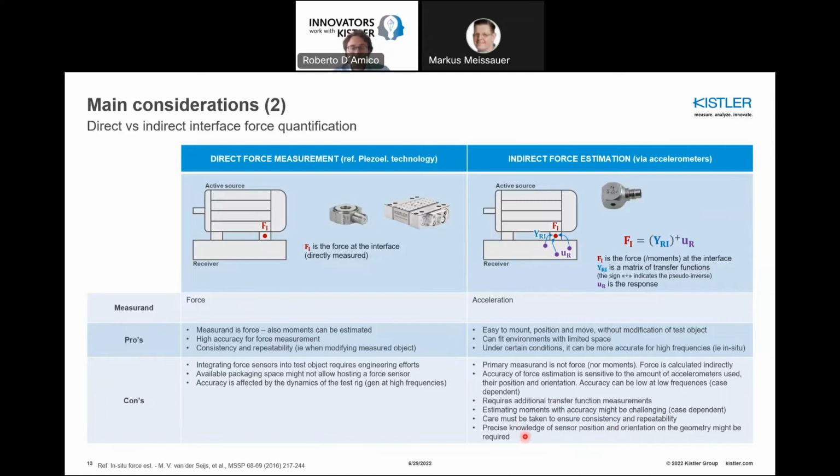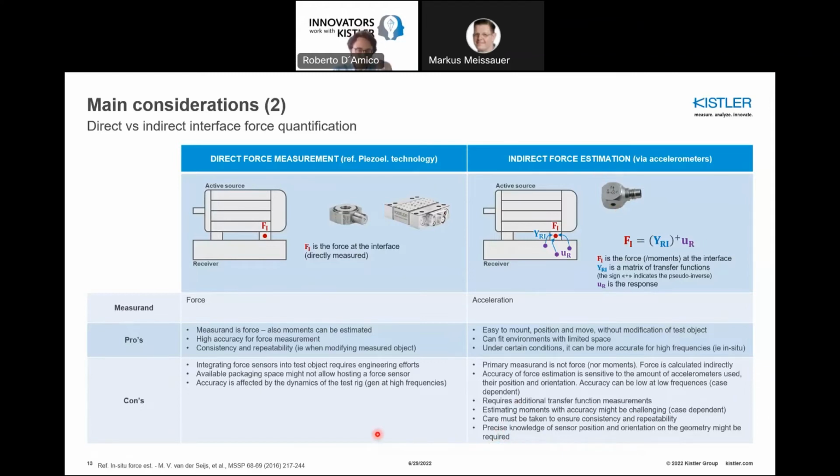And then finally, a precise knowledge of your sensor position and orientation on the geometry might be required to get an accurate outcome of this calculation. So you need to know where the sensor is positioned. And with this, I just wanted to give you an overview of the type of points to consider when you're estimating or quantifying forces, for example, for blocked force or transfer path analysis more in general. And having said that, I move to the next section, which starts exploring our product line.